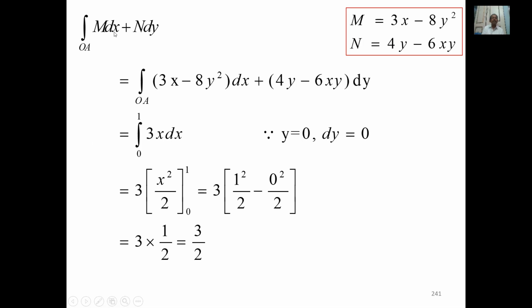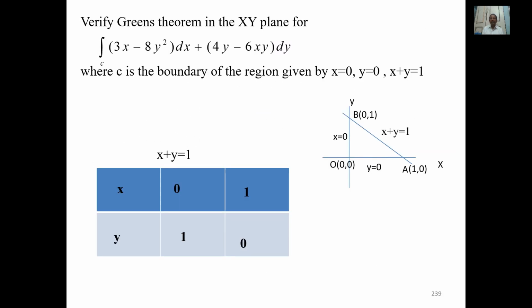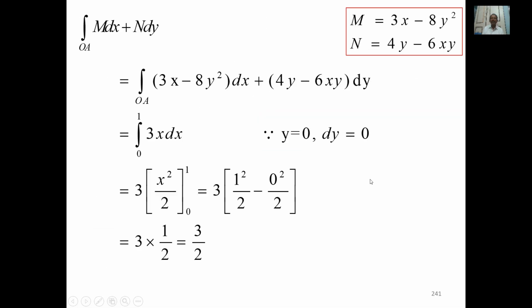So we have M dx plus N dy, where M is given by 3x minus 8y squared and N is given as 4y minus 6xy. And of course, from the figure, this is O to A. On O to A, y equal to 0, which implies that dy equal to 0. So dy equal to 0 means the second term will go off, and in the first term, y equal to 0 means the y squared term will also go off. So we have the integral from 0 to 1 of 3x dx.